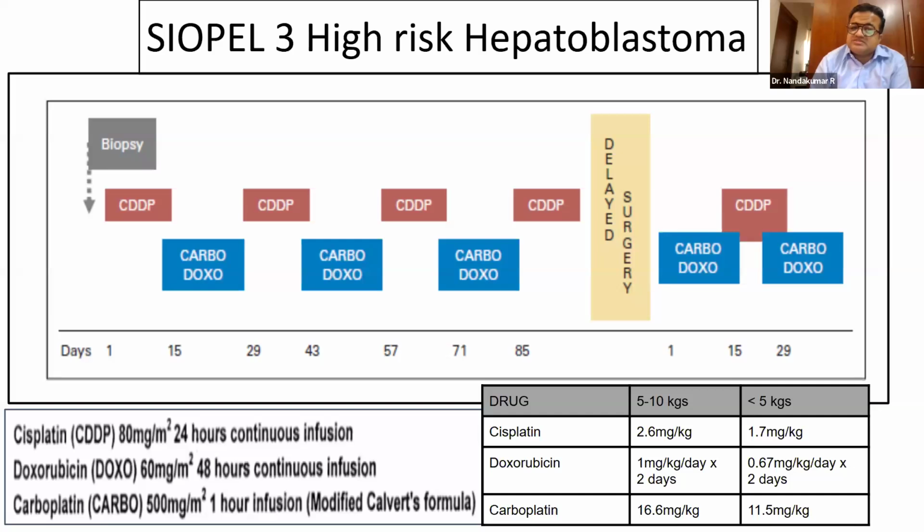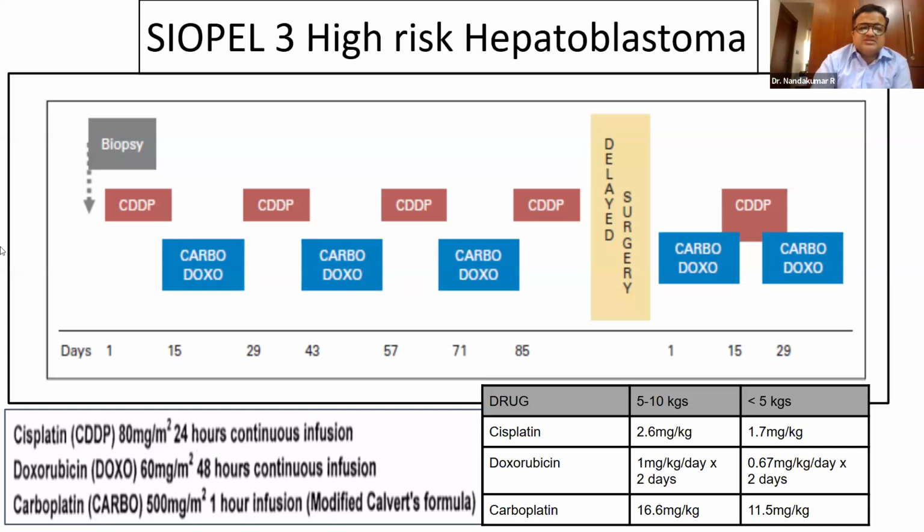So as I mentioned, cisplatin is the most active agent in hepatoblastomas. So using this principle, they thought of adding another drug, which is carboplatin. And this regimen is otherwise called super Plado. So you're adding a super drug, which is carboplatin, to the existing Plado.